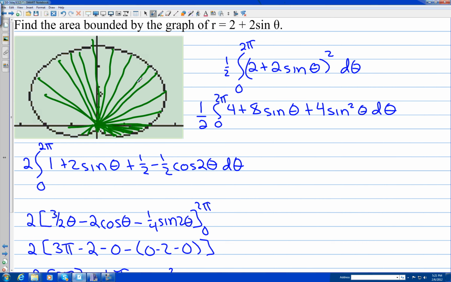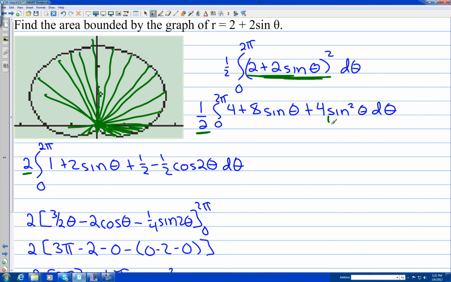This object will finish in 2 pi, so we're going to integrate from 0 to 2 pi. And here's the formula of that triangle, 1/2 r squared d theta. So we're going to square the function 2 plus 2 sine theta. We can do that by FOILing. And I've factored out a 4 and made the 1/2 into just a 2. Half of 4 is 2.